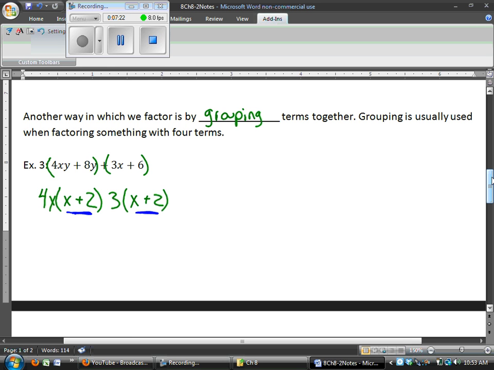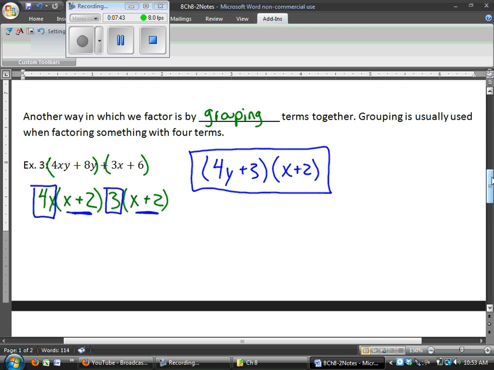Okay? Now, to finish this, what I do is I take what I pulled out and put those together. 4y, and it was a positive 3, so I'm going to put those together. Then I take the x plus 2's and just write that one time. And this is my final answer in factored form.